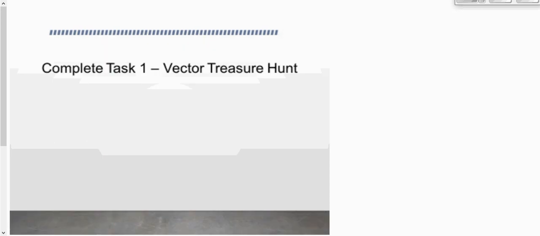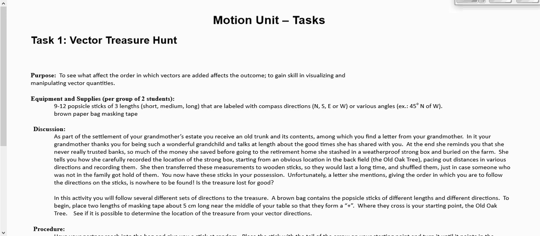Now, our first task is going to be to complete task 1 in your workbook, which is the treasure hunt. And we're going to have to make a couple of changes for those of us working at home. In your motion workbook, you will notice task 1 asks you to find a little bag that's going to be full of popsicle sticks. And we're going to have those popsicle sticks cut to varying different sizes. I'm going to get you guys to use anything you can find around your house to substitute for popsicle sticks.